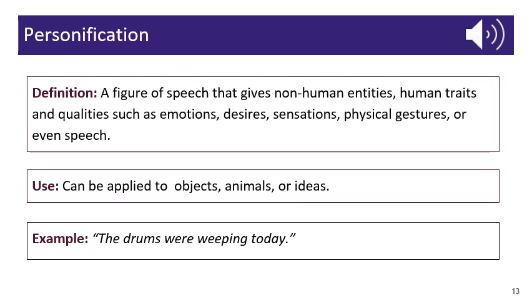Personification assigns human qualities to non-human entities within your story. This can provide emotion and action to objects that were initially inanimate or showed no emotion. So for instance, on the screen, the drums were weeping today provides the emotion of weeping to an inanimate object, which is drums.